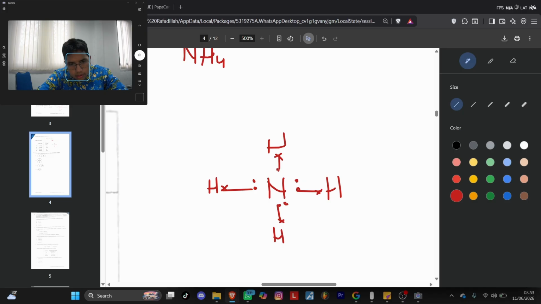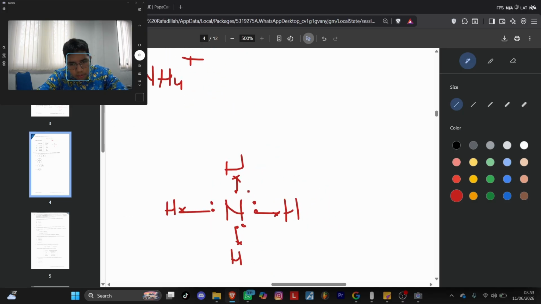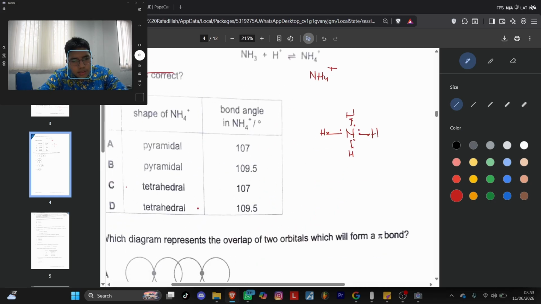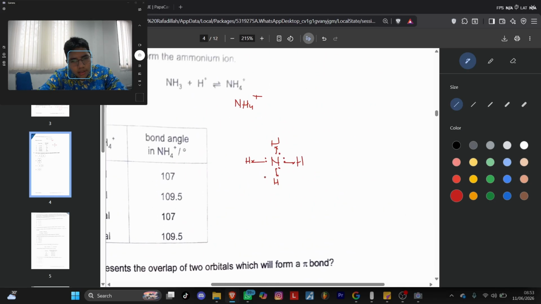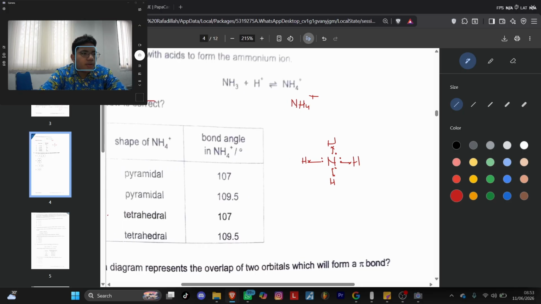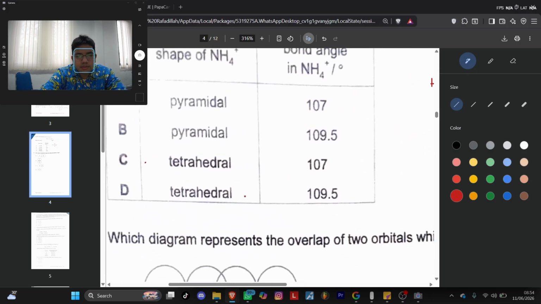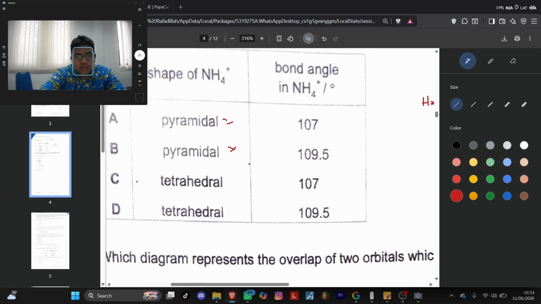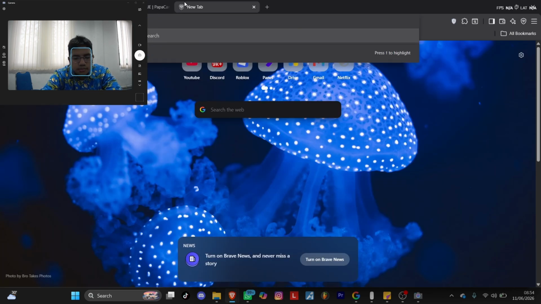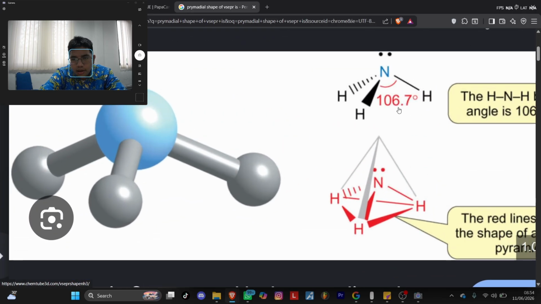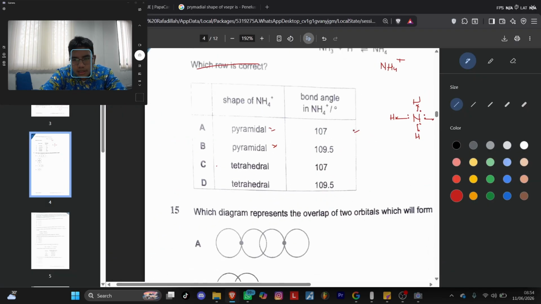Because this has one more electron, it has this. So we know this has 4 legs and no free electron pair because they are all connected. So the option is pyramidal? Let us look at the pyramidal shape, it is like this. This only has 3, not 4. So pyramidal isn't correct.